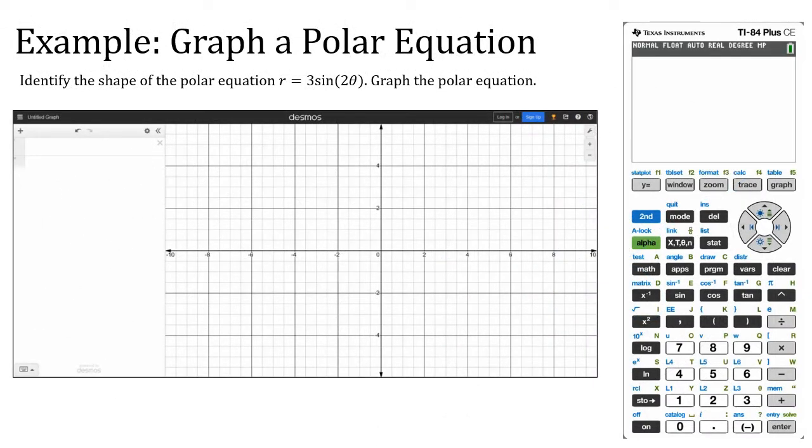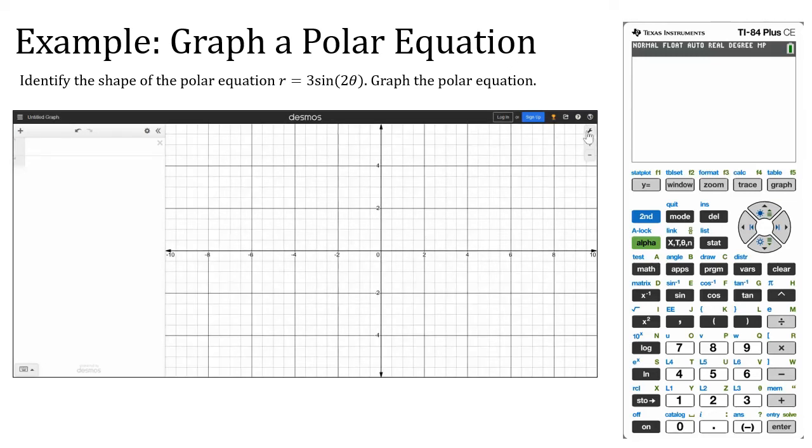So now let's take a look at how we might graph that same polar equation, but using technology. We're lucky that we have technology because graphing by hand was a lot of work, wasn't it? So I want to show you how you might do that with Desmos, and then also how you might do that with a handheld graphing calculator. So let's start with Desmos.